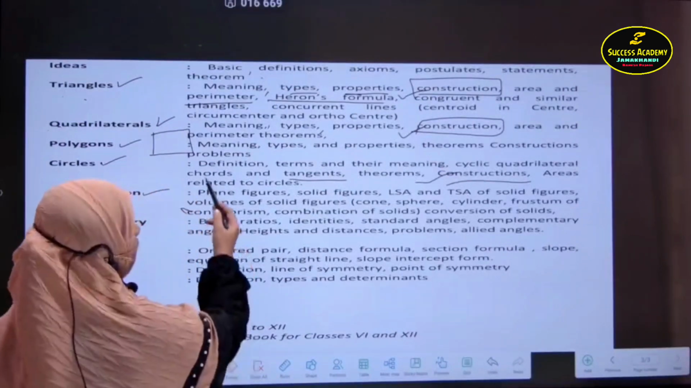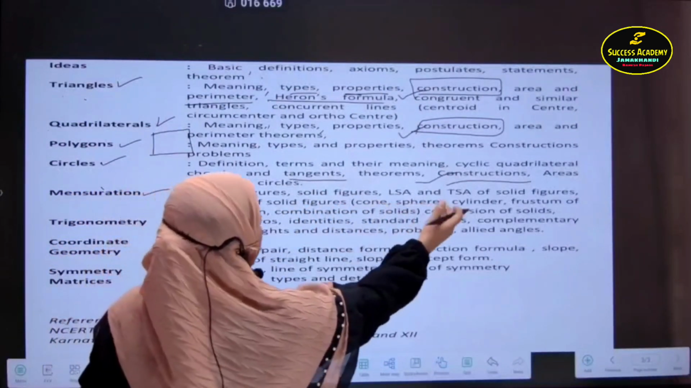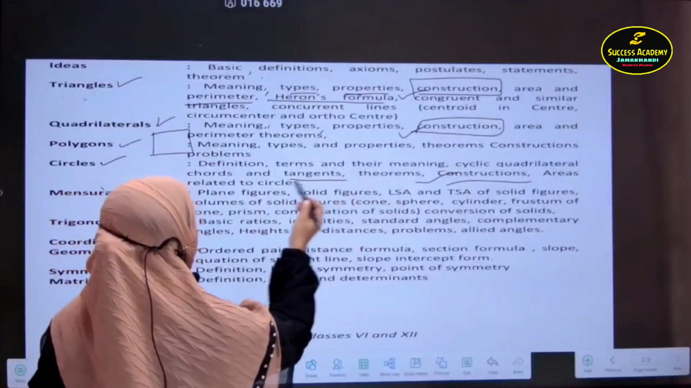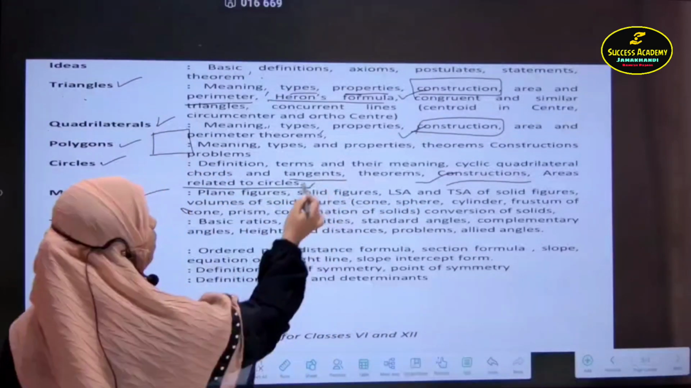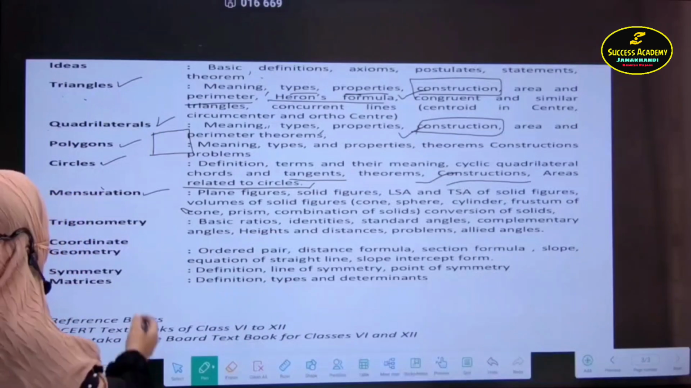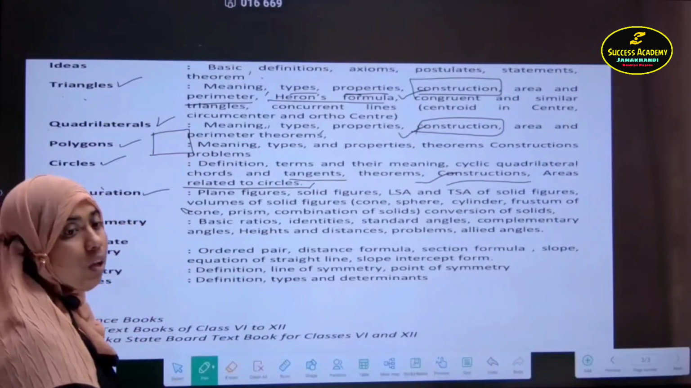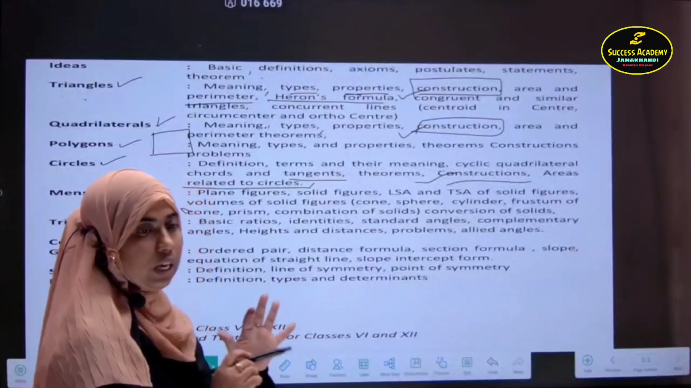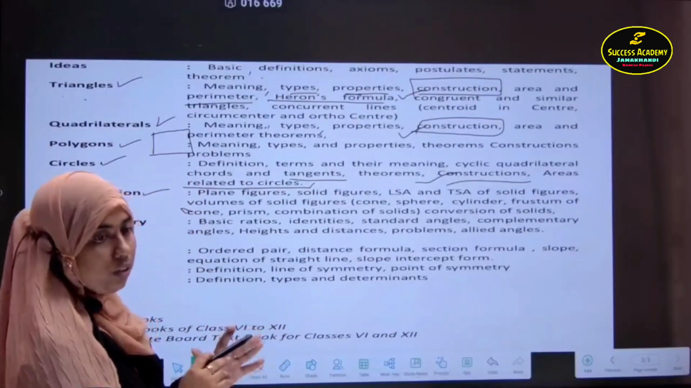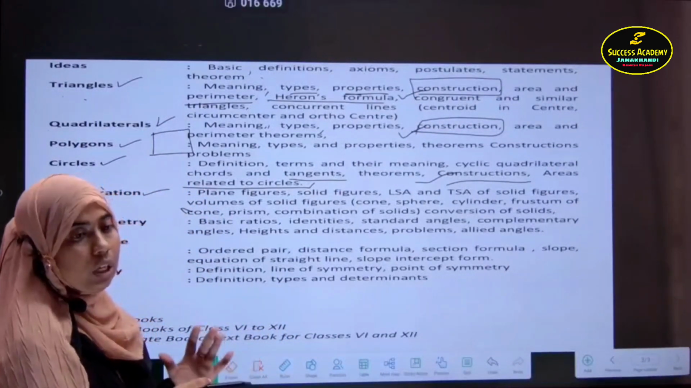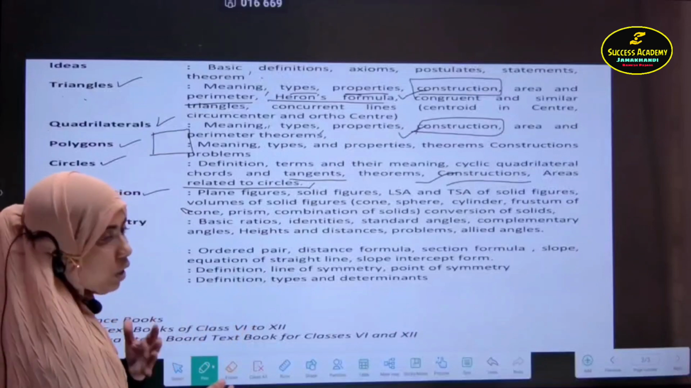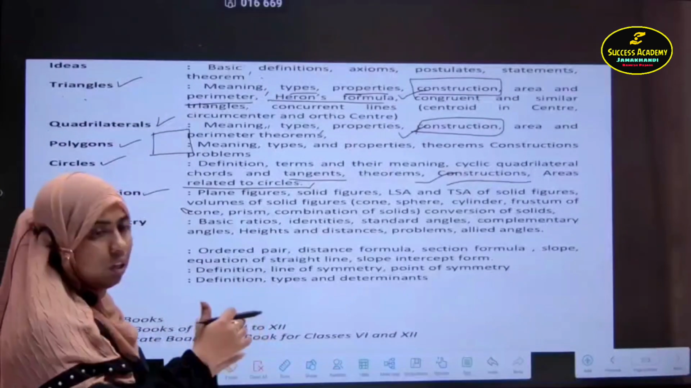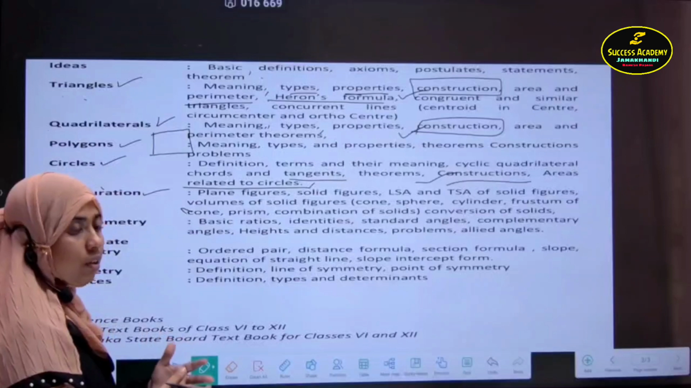Next, definitions, terms and meanings: cyclic quadrilateral, chords and tangents, theorems and construction related to circles. Next, mensuration. In mensuration, we study different solids like cylinder, cone, sphere, right? Okay, like these shapes we study: cylindrical cone, cylinder plus cone, sphere, cone.